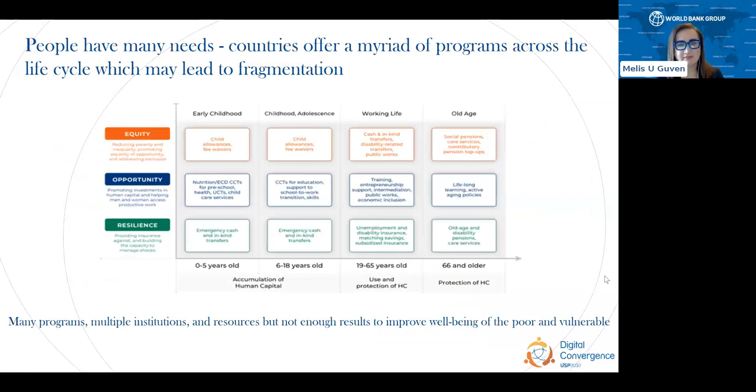Now, let's look at what this looks like in real life. People have many needs, and to address those needs, countries offer a myriad of social protection programs across the life cycle. But programs, unlike in this neat visual perhaps, can be delivered in silos, with each intervention having its own operating requirements, which then leads to fragmentation. Next slide, please.